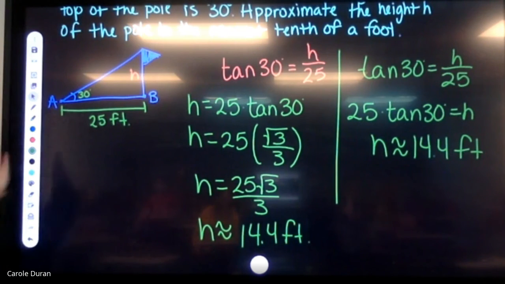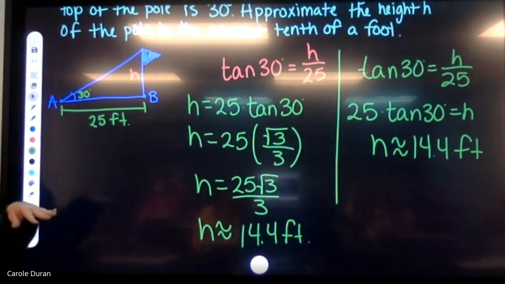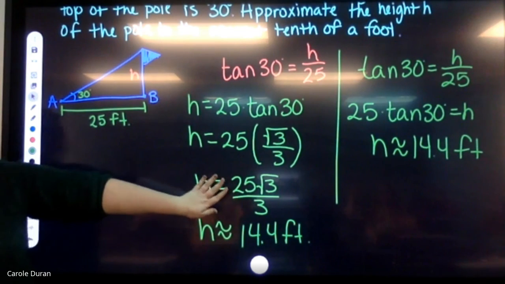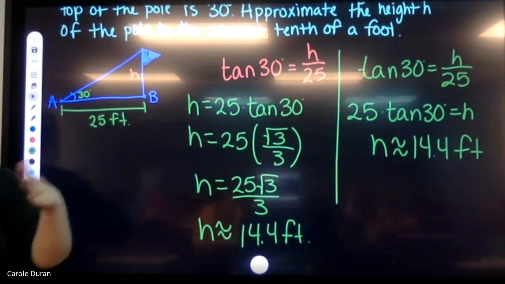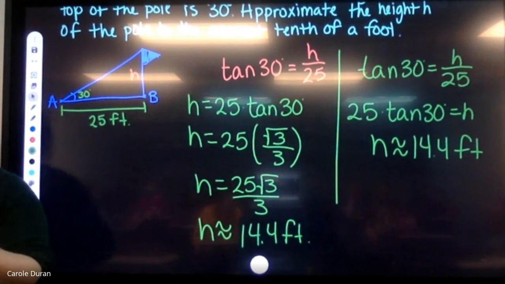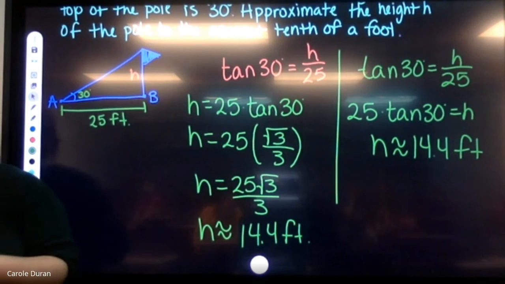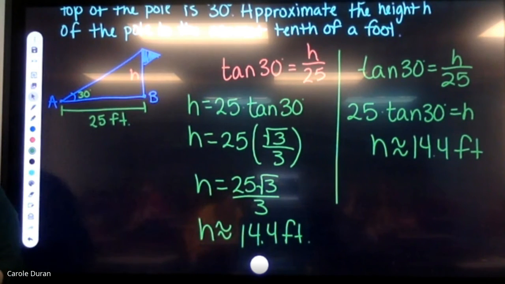Okay, is everybody okay with how we did this? Ismail, what's your question? On the homework, it says nearest tenth of a foot, use a calculator and get it to that. Yes. But if I gave you a no calculator portion, you would have stopped here at the fraction 25 root 3 over 3, because there's no way you could have simplified that easily in the amount of time I give you. So that would be an acceptable answer. Okay, are we all good to move on?